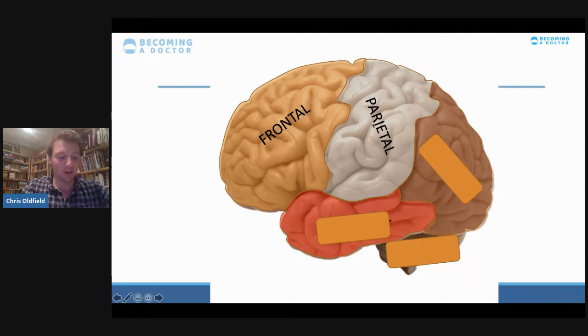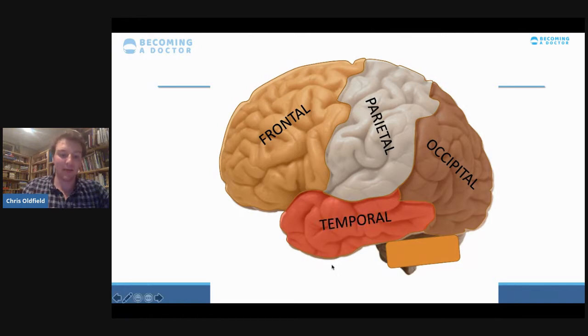Next, you have the parietal lobe. And the parietal lobe is where sensation goes to, as well as the sensory aspects of some senses, such as language, spatial orientation, and self-perception. At the back of the brain, we have the occipital lobe. And the main function of the occipital lobe is processing visual information. Here we have the temporal lobe. And the temporal lobe is mostly to do with auditory information, so what you can hear.